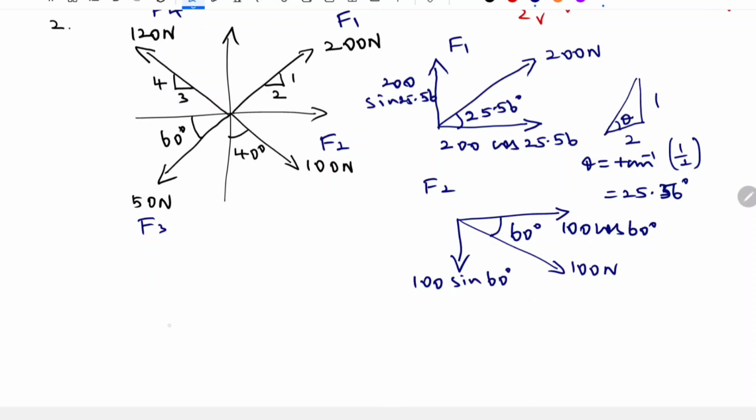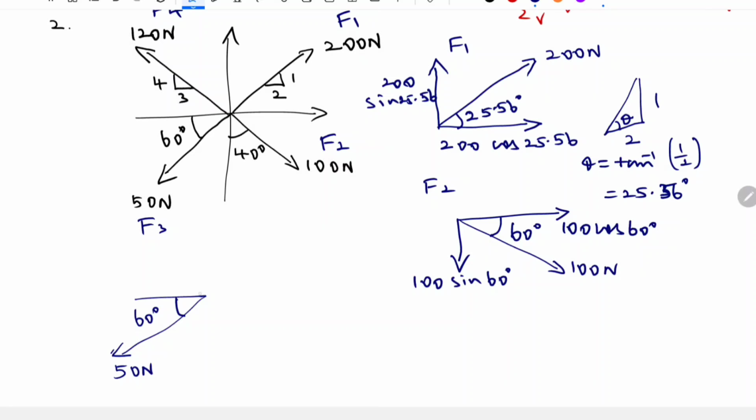Now moving to force 3, the force 3 is acting like this with the magnitude of 50 Newton, and the angle is given from the horizontal side, 60 degree.